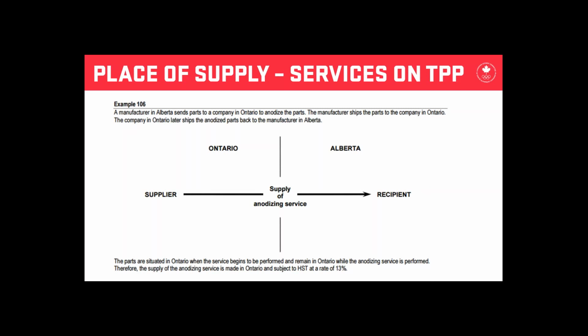Again, going back to the previous example, and you probably have a good feel for it by now, the parts are situated in Ontario when the service is performed, and they remain there for the whole time that the service is performed, and therefore the supply of the service, the anodizing service, is deemed to be taking place in Ontario and subject to HST of 13%. The whole wording around the parts being there when it starts and during the whole process is really just to cover off the fact that if a part of the service is conducted in Ontario and then a part of it is in another province, then different rules apply.